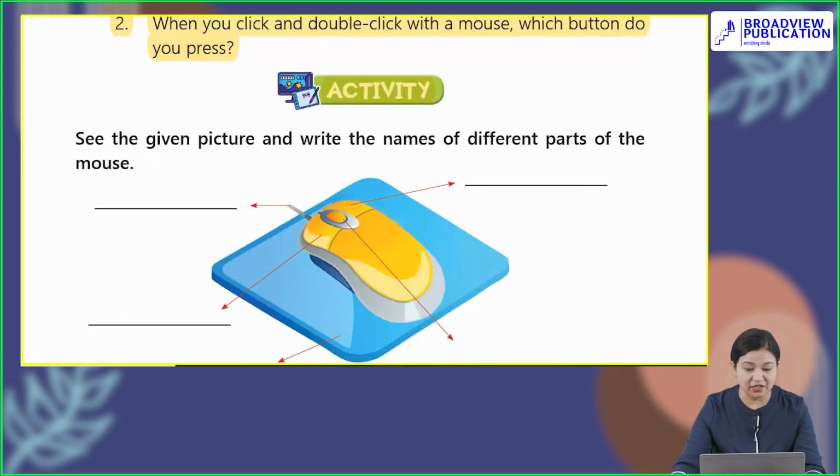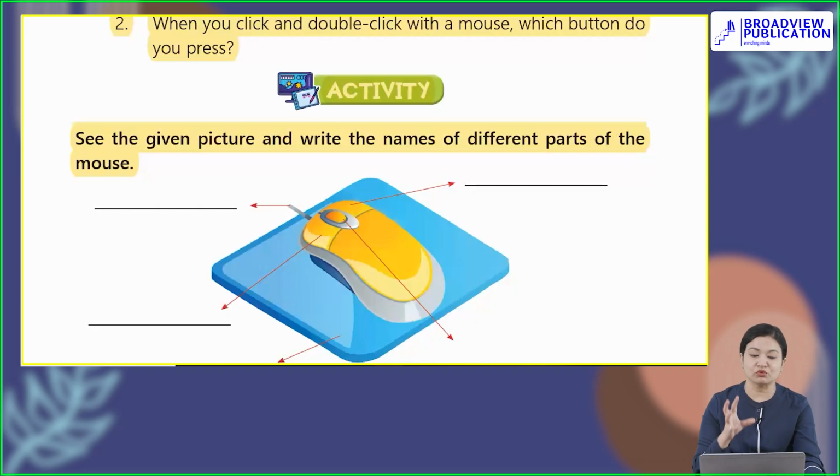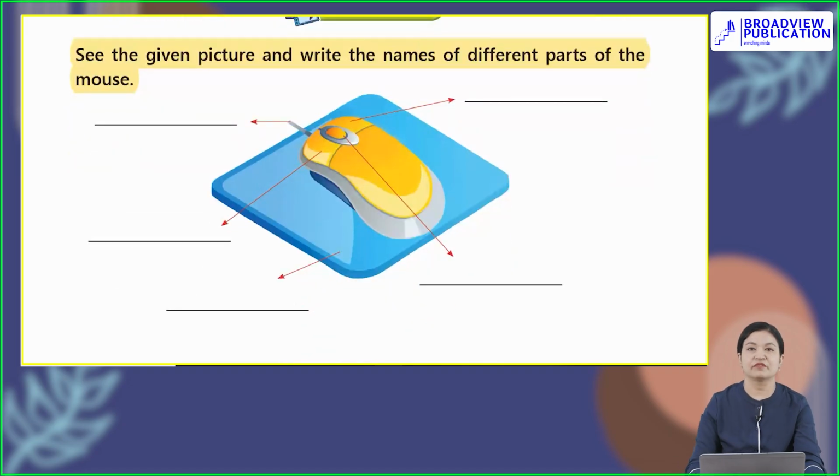An activity is given here. See the given picture and write the names of different parts of the mouse. As you can see, the picture of a mouse. So what you have to do is label the different parts of a mouse. First it is the wire which is connected to the CPU. Next it is the right clicker, or you can say right button. It is the left button and it is the mouse pad, and this one in the middle is a scroll wheel. So you will label the diagram and finish the activity.